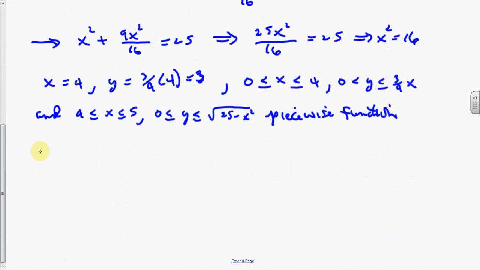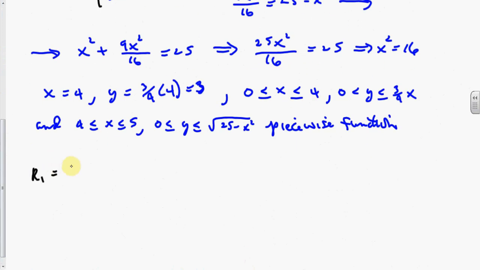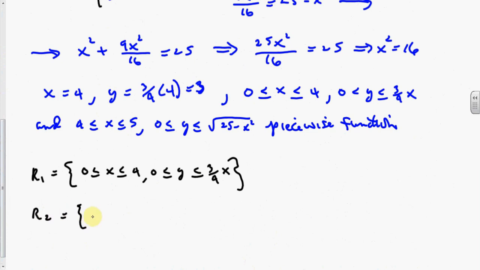So let's see how that looks. I have two regions. Call that region 1 and region 2. So region 1 is x goes from 0 to 4 and y goes from 0 to 3 over 4 x. And then region 2 is x goes from 4 to 5, and then y goes from 0 to the square root of 25 minus x squared.